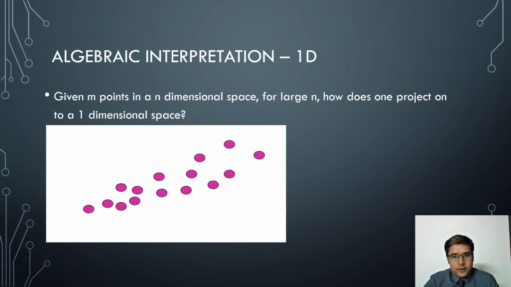Algebraic interpretation in one dimension. Given m points in an n-dimensional space for a large n, how does one project onto a one-dimensional space? So we need to transform the high dimension into a lower dimension, one dimension that is.